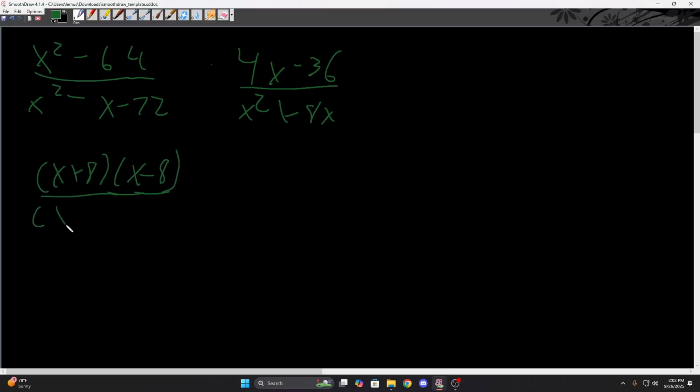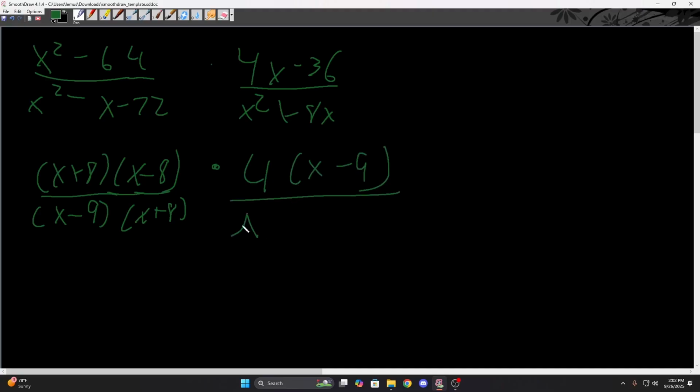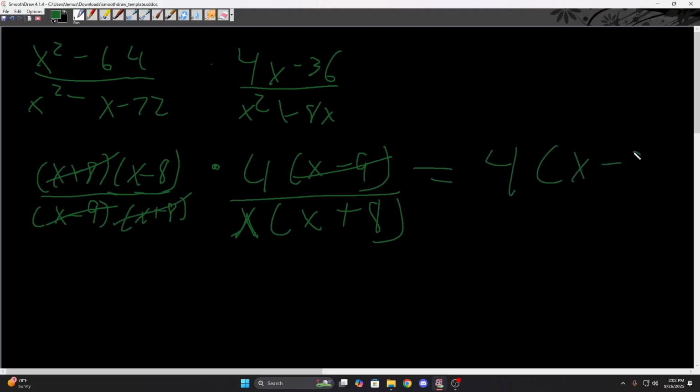Here you have x minus 9 times x plus 8. And then here you have 4 times x minus 9. Then here you would have x times x plus 8. Now, this cancels out with this. This cancels out with this. That leaves us with 4x minus 8 over x times x plus 8.